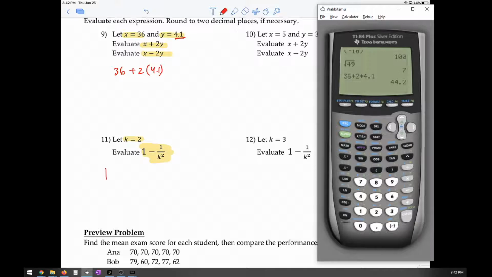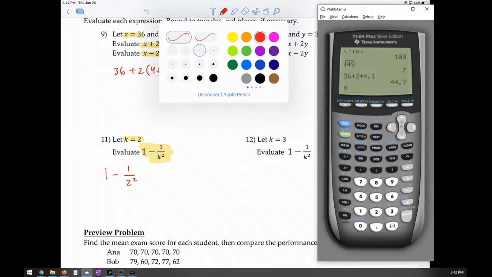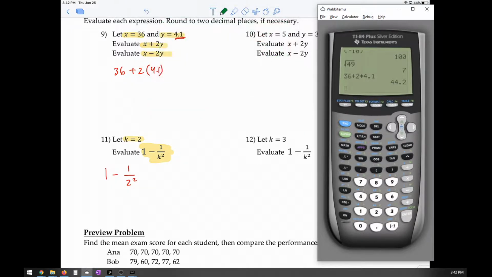So we would go 1 minus 1 over 2 squared, right? And then we'd evaluate that. If we did it by hand, which is not too difficult, we would get 1 minus 1 over 4.